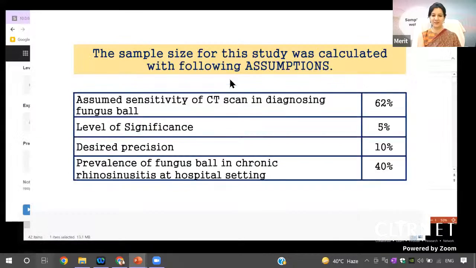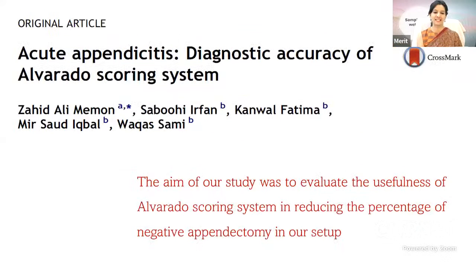So now we'll go to the second example, that is acute appendicitis diagnosis. In this second example, we have to see the diagnostic accuracy of the Alvarado scoring system. Based on that cutoff, the person decides whether the patient is having acute appendicitis or not. So the aim of our study is to evaluate the usefulness of the Alvarado scoring system in reducing the percentage of negative appendicectomy in our setup.